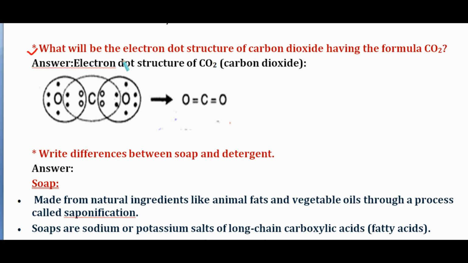Next is, what will be the electron dot structure of carbon dioxide having the formula CO2? Carbon has 4 valence electrons in its outer orbit. These are the 4 electrons, 1, 2, 3, and 4. And oxygen has 6 electrons in its valence orbit, that is 1 2 3 4 5 6, and this oxygen also has 1 2 3 4 5 6. Two electrons of oxygen and two electrons of carbon are combined to form two covalent bonds on both sides. This is the dot structure of CO2.